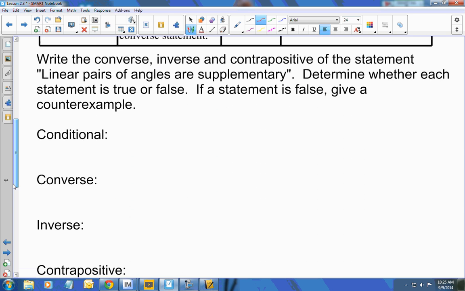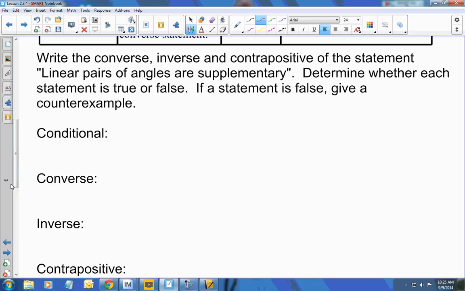So, let's look at this example. It says write the converse, inverse, and contrapositive of the statement. Linear pairs of angles are supplementary. Determine whether each statement is true or false. If the statement is false, give a counterexample. Okay, so here's my statement. Linear pairs of angles are supplementary. That is not an if-then form, so I need to put it in if-then form. But before I do, I'm going to write down all my little things. I've got conditional, converse, inverse, contrapositive.